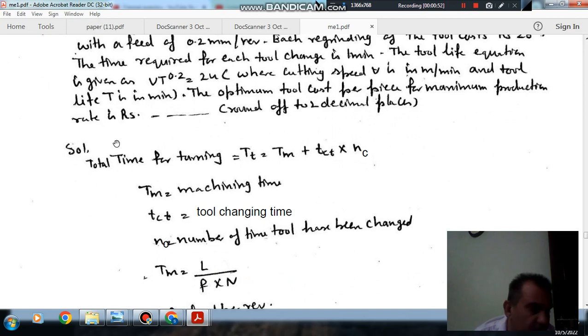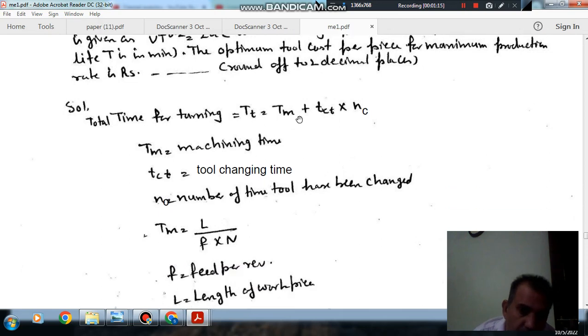So for optimal production rate, the total time for turning should be minimum, and the total time for turning is Tt = Tm + Tct × Nc. Here Tm is your machining time, Tct is your tool changing time for one change, and Nc is the number of times the tool has been changed. So we'll find out the value of Tm and Nc in the turning operation.